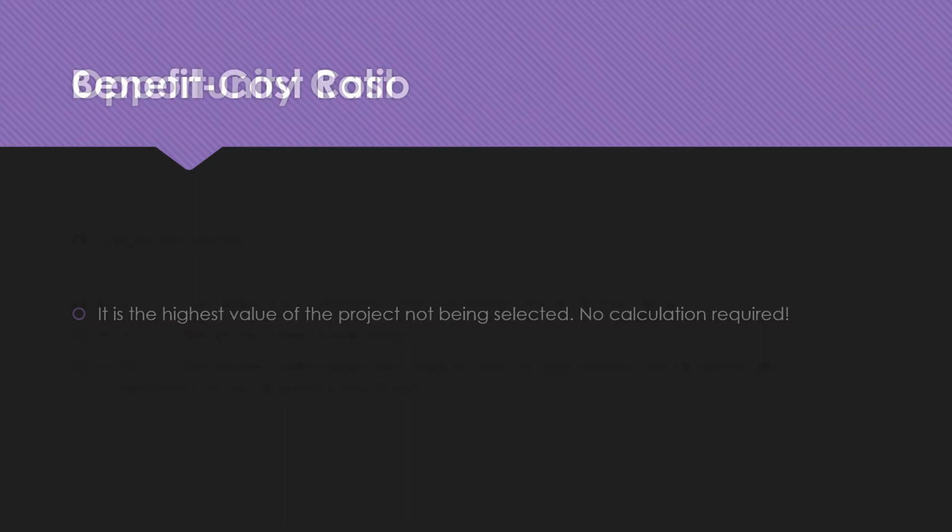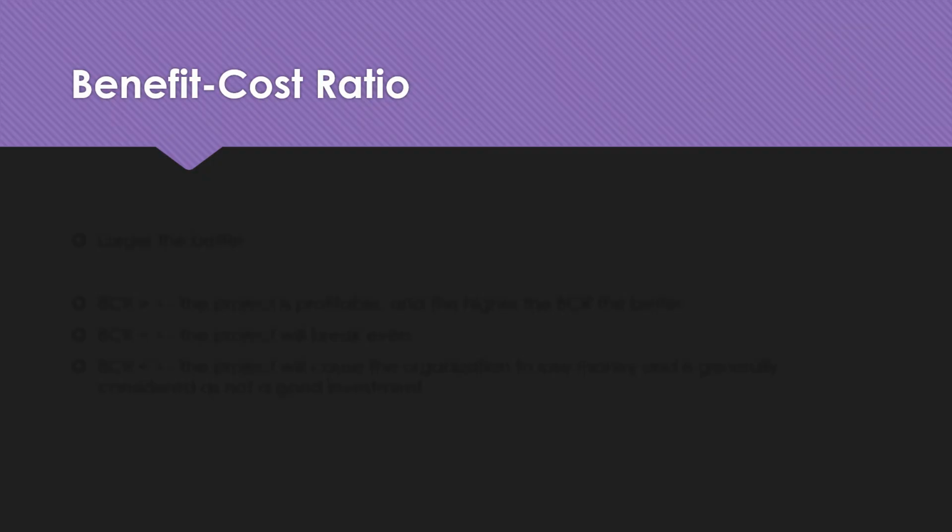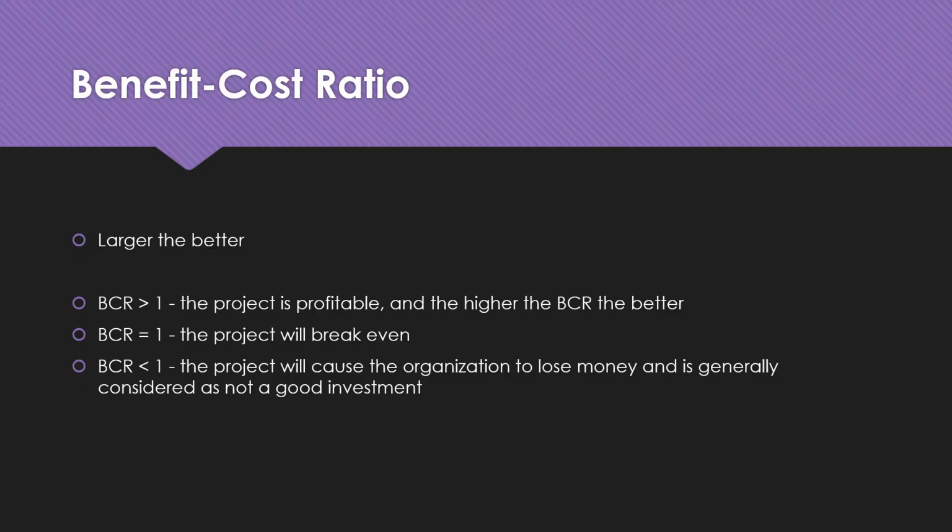Let's move on. Benefit cost ratio, also known as BCR, the larger this ratio is, the better it is for the organization. If it is greater than 1, that means the project is profitable, and the higher the BCR, the better. So we already discussed this. The larger the BCR, the better it is. If it is greater than 1, the project is profitable.